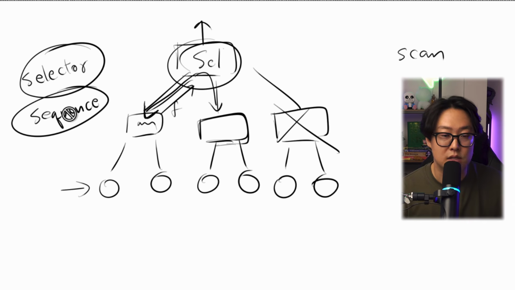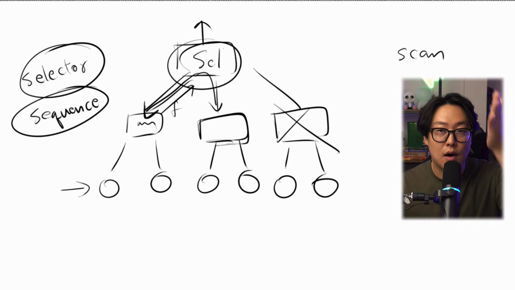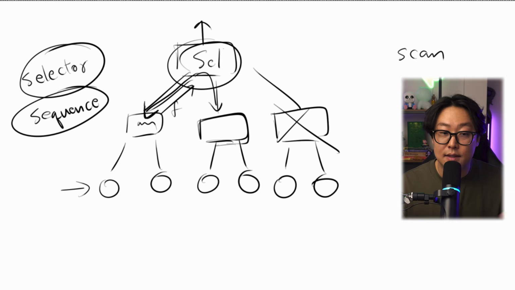Sequence is similar to selector, where you're executing the actions one at a time. Each node is executed one at a time. But as the name suggests, instead of being a fallback, it keeps on executing. A good example might be taking cover.